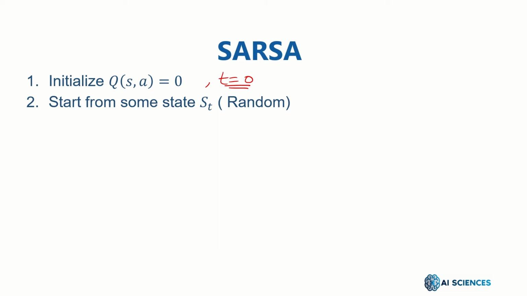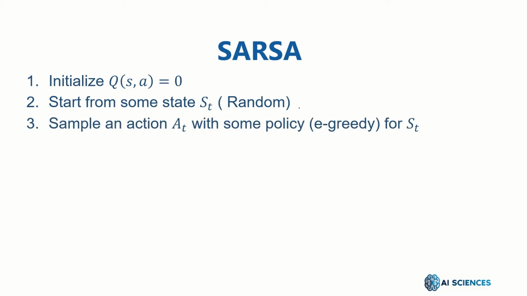Now, the SARSA algorithm is an on-policy algorithm, so it depends upon the policy. With respect to a certain policy, let's say the epsilon greedy policy, which I write as E-greedy for convenience, which takes a greedy choice with a particular probability and a non-greedy choice with the remaining probability. If that's your policy, or some other policy, you sample an action AT for state ST.